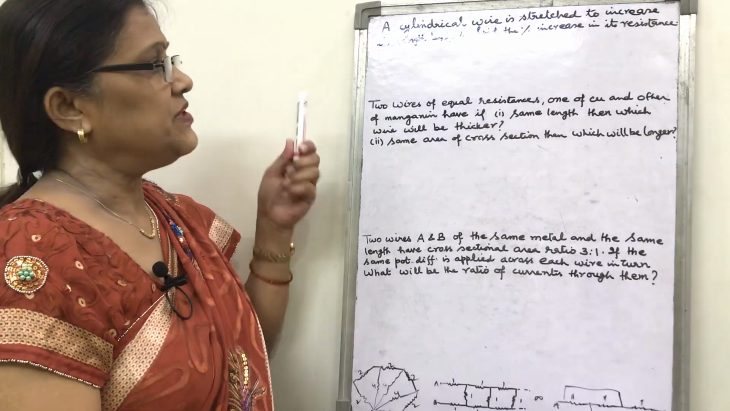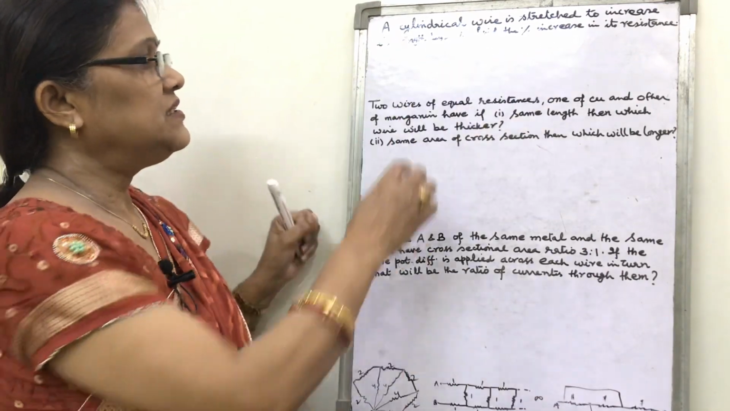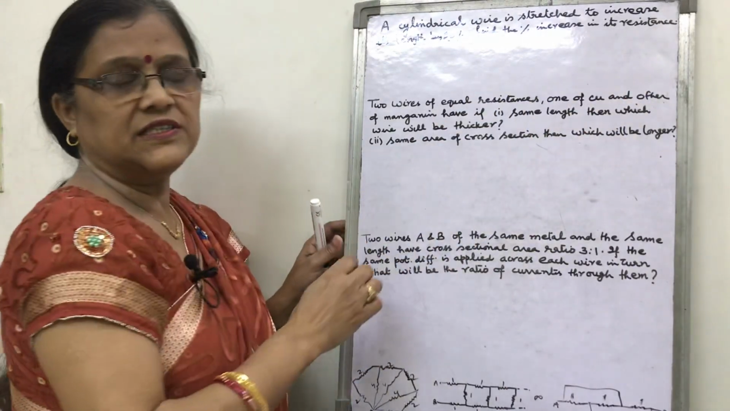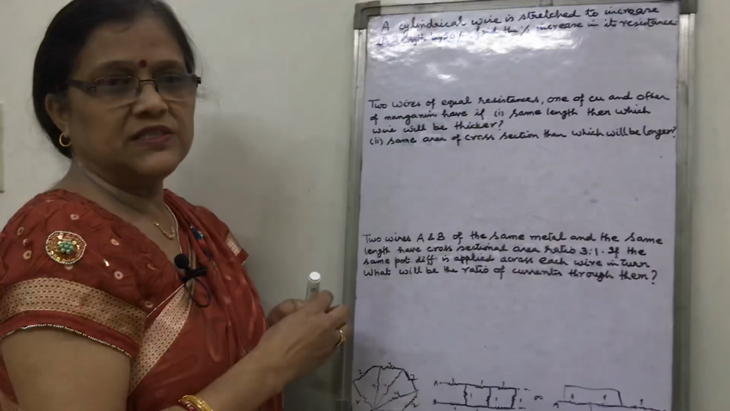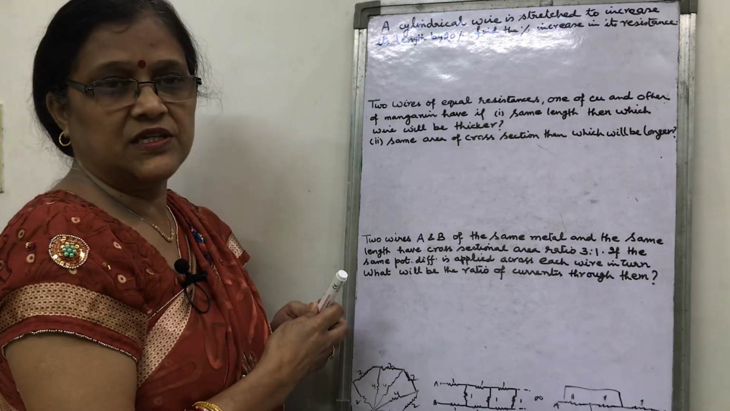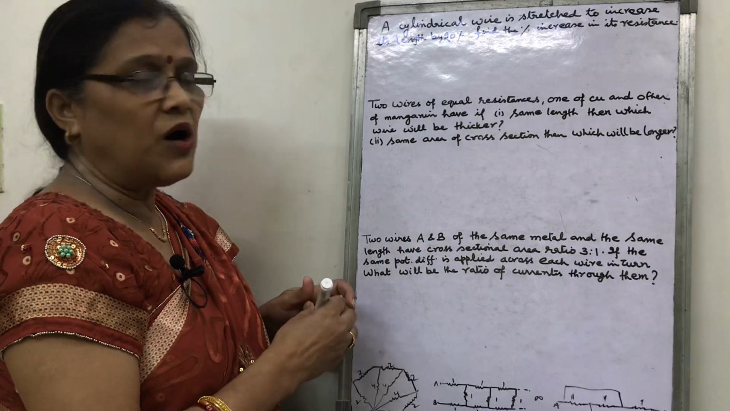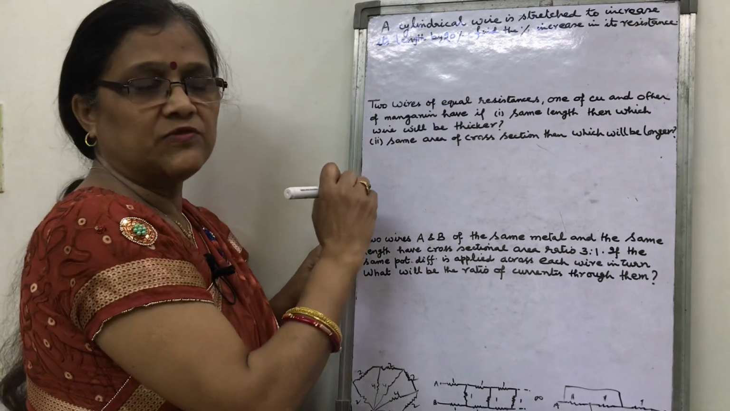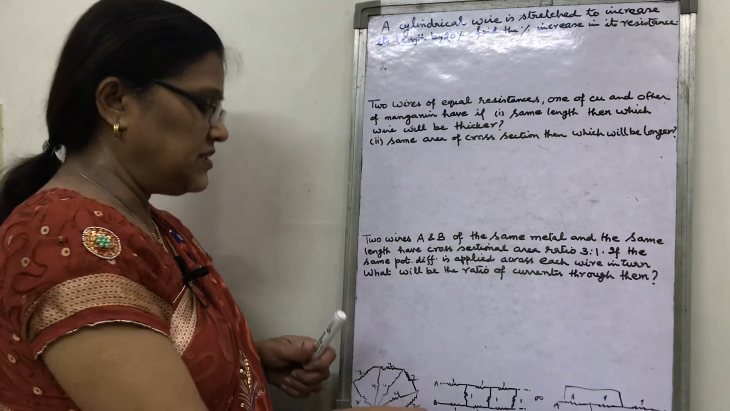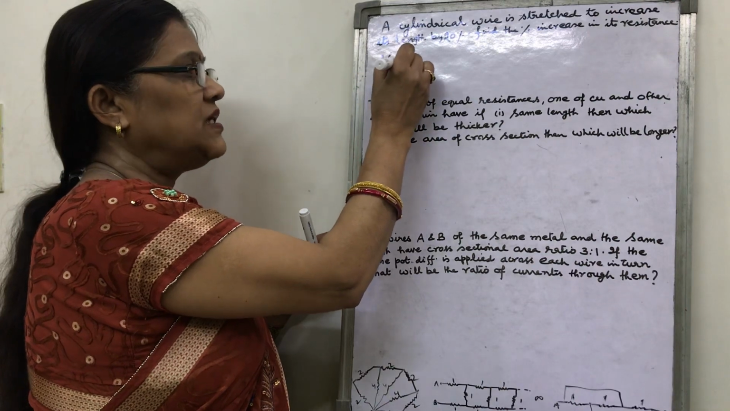Today I will start with the first question: a cylindrical wire is stretched to increase its length by 20%. Find the percentage increase in its resistance. We know that resistance is directly proportional to length, and if the wire is stretched, then its area of cross section also changes. So how will you write that? Suppose initially the length was L, and after the wire is stretched its length is L dash.